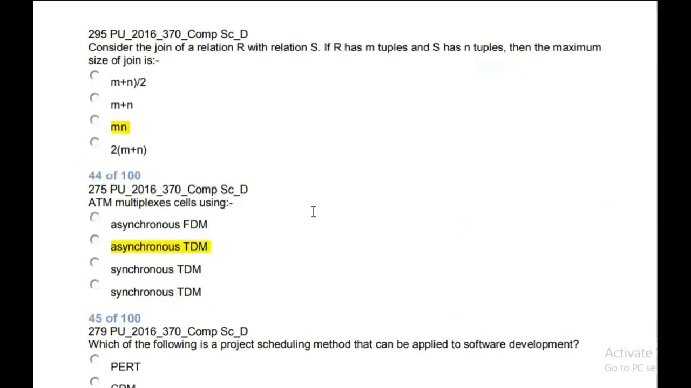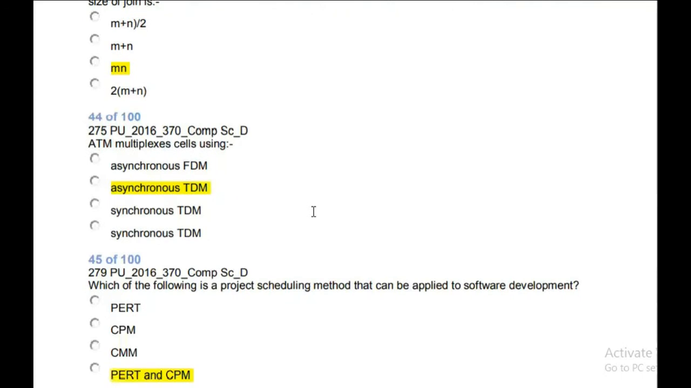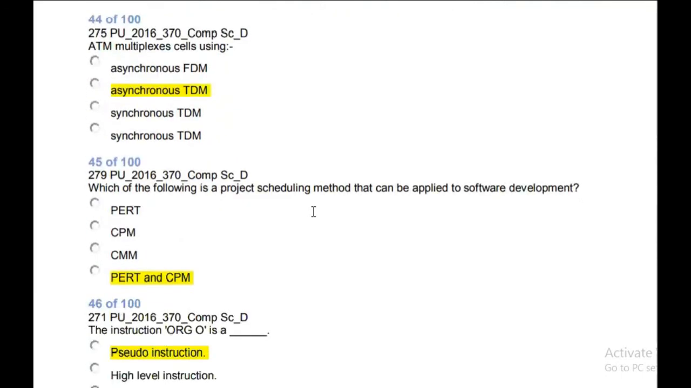Consider the join of a relation R with a relation S. If R has m tuples and S has n tuples, then the maximum size of the join is m into n. Option C is correct. Question number 44.